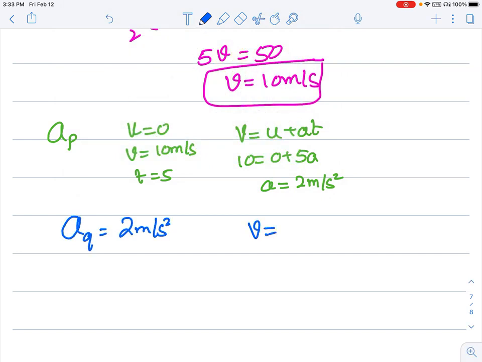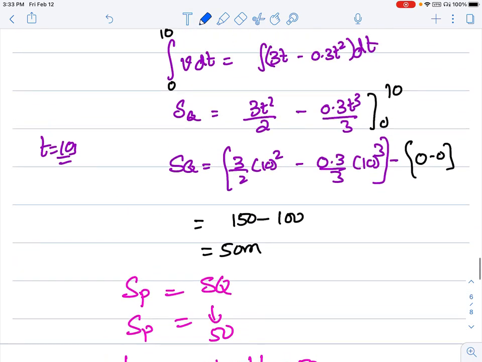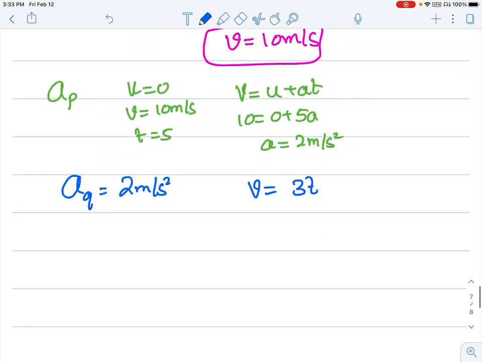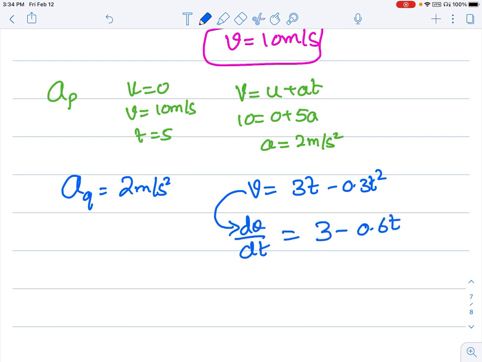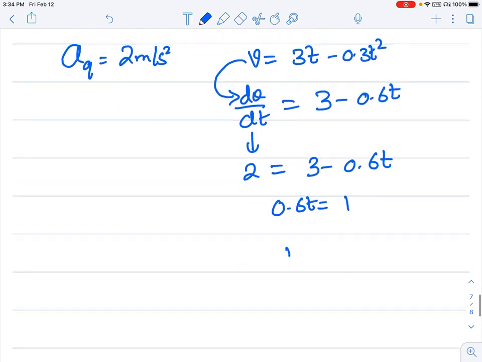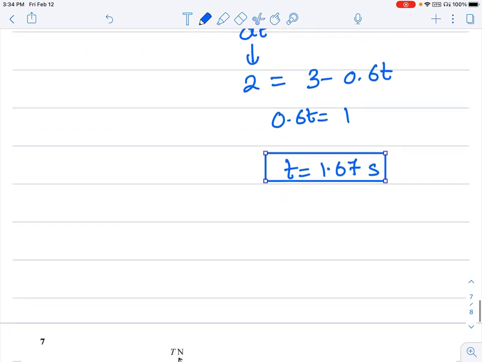So I know the velocity of Q is the formula 3t minus 0.3t squared. So if I want to know the acceleration, I do the derivative. 3t derivative is 3, this becomes 0.6t. But acceleration is how much? 2 is equal to 3 minus 0.6t. So 0.6t is equal to 1. So from there t is equal to 1.67 seconds. That's going to be the answer.